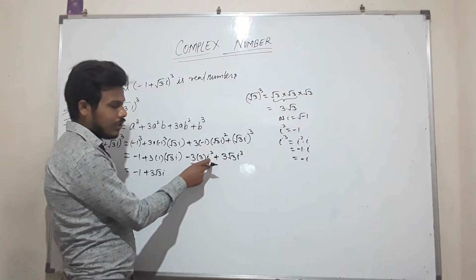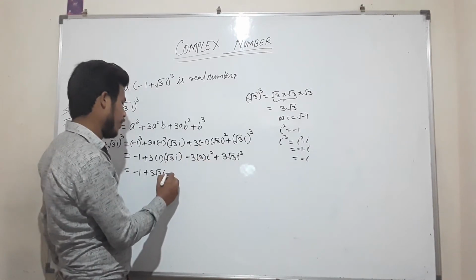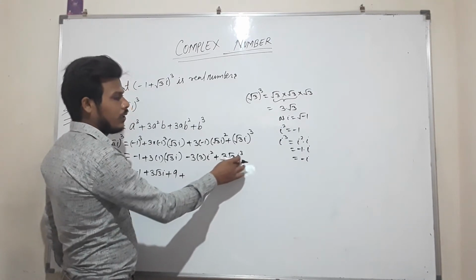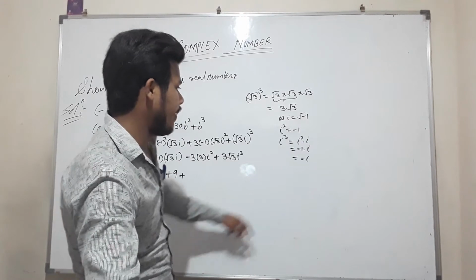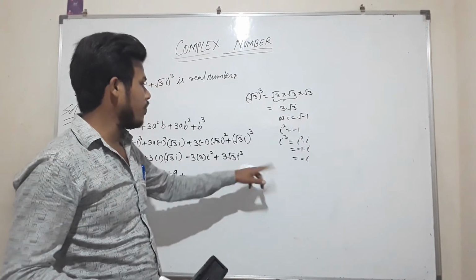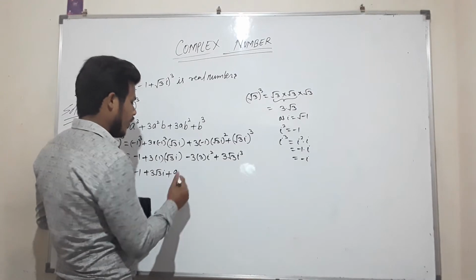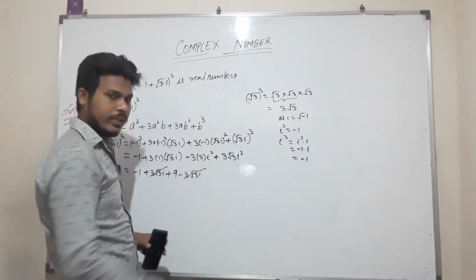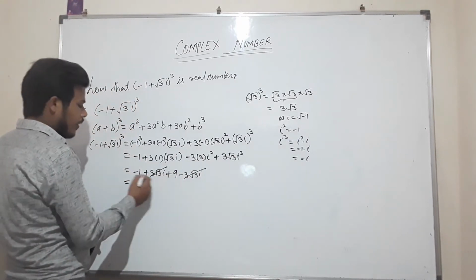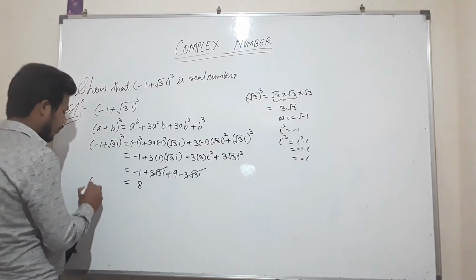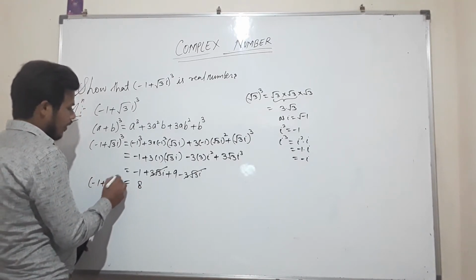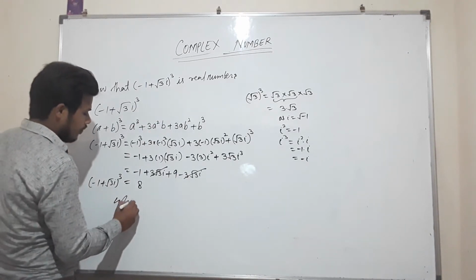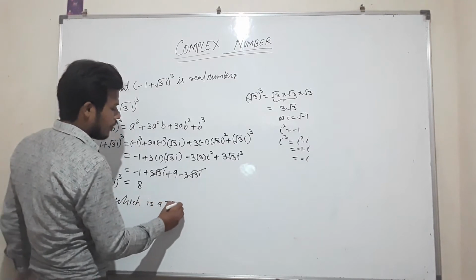Now the value of i square is -1. So -1 into minus will be plus, and 3 threes are 9, plus 3 root 3 i cube. Now the value of i cube is -i. So this part will be -3 root 3 i. Now plus 3 root 3 i and -3 root 3 i will get cancelled. So 9 minus 1 is 8. We had to show this, and 8 is nothing but a real number. We had to show this.